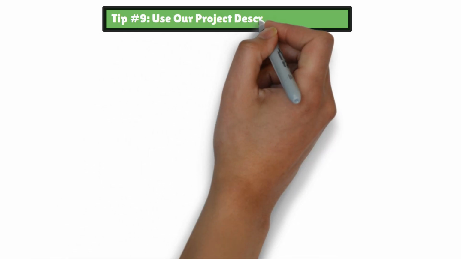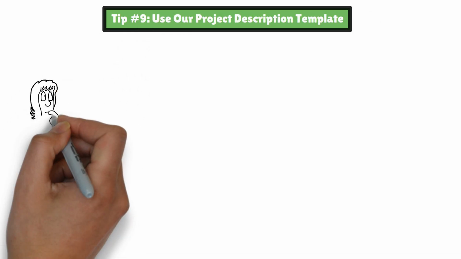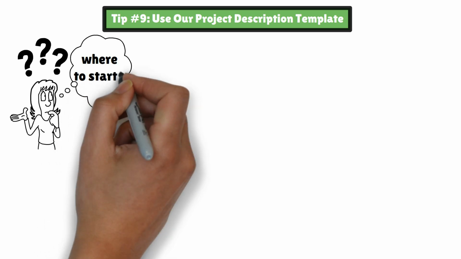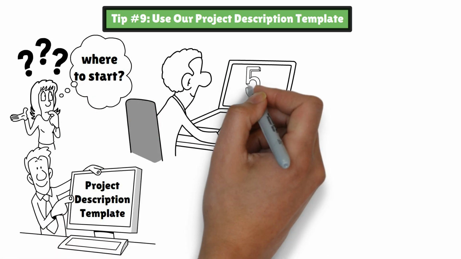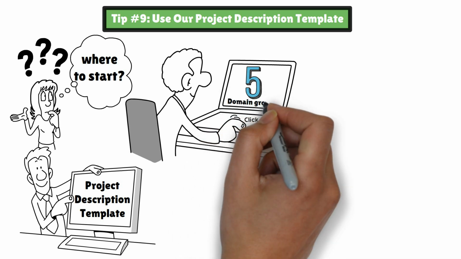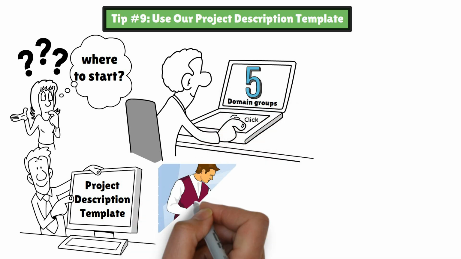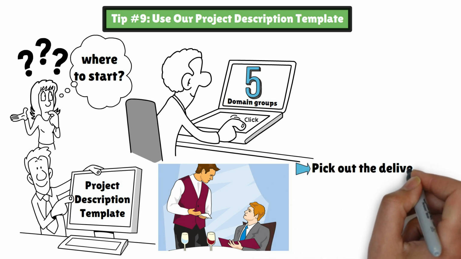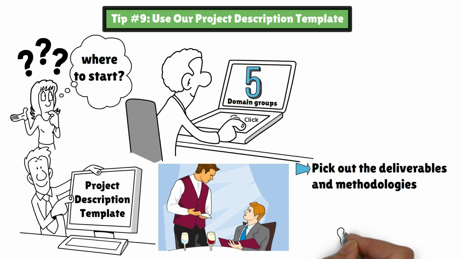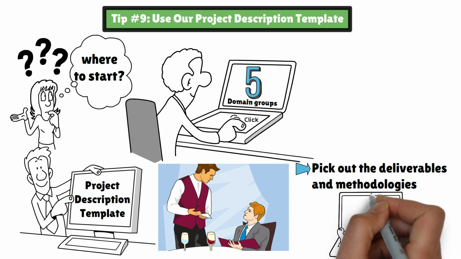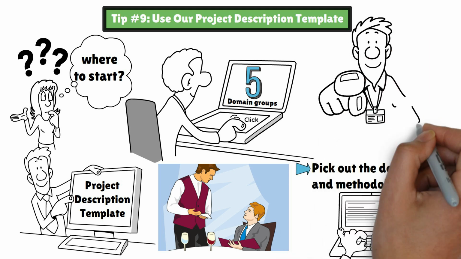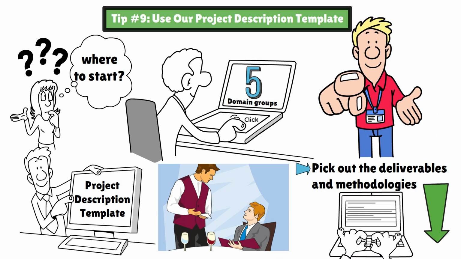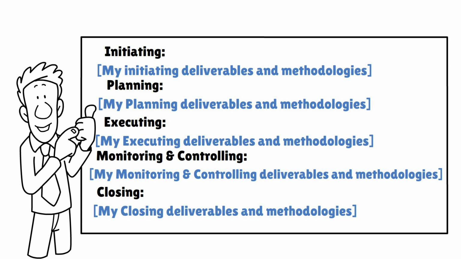Tip number 9. Use our project description template. If you're still not sure where to start, you will benefit from our project description template. This template already organizes project deliverables and methodologies into all 5 domain groups. Think of it like ordering food from a menu. You just need to pick out the deliverables and methodologies you applied during the project for each domain. It will serve as a good starting point for writing your project description. I will also include the link to the template in the video description below. By the end of this exercise, you should have an outline with 5 domain groups and underlying project deliverables and methodologies, like the following diagram.